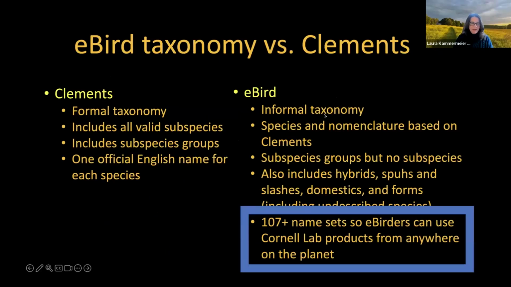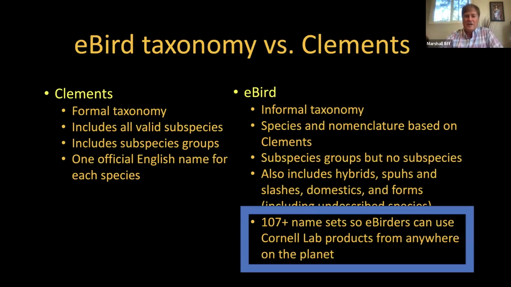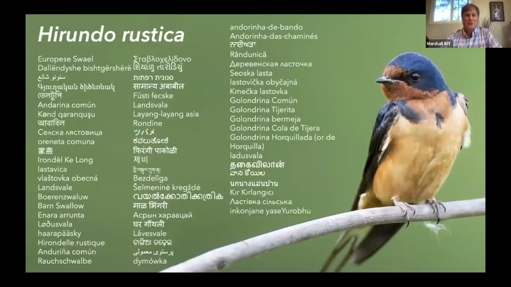Sure. Let me jump to those slides real quick. It's a setting in eBird that will affect whether you're seeing it in Birds of the World, in eBird, and in Merlin. Yeah, so this is getting to the over 100 name sets. So Hirundo rustica, barn swallow in English, has all these different names. This is over 70 different name options for people all around the world. Whatever language you speak, there's a good chance that we have the translation for barn swallow that's familiar to you.